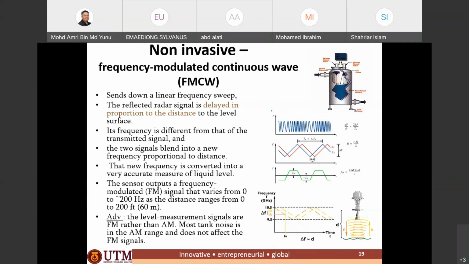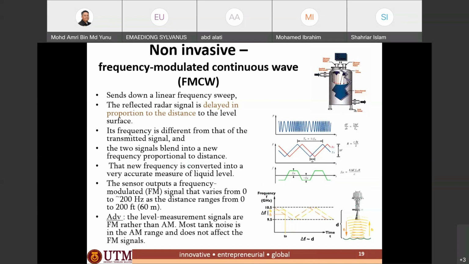So meaning that when the reflector radar is delayed in proportion to the distance of the level, and its frequency is different from that of the transmitted signal, the two signals blend into a new frequency. Then the new frequency can be converted into a very accurate measure of time.